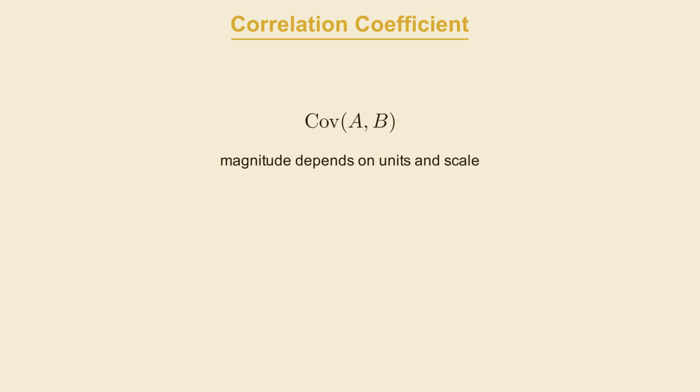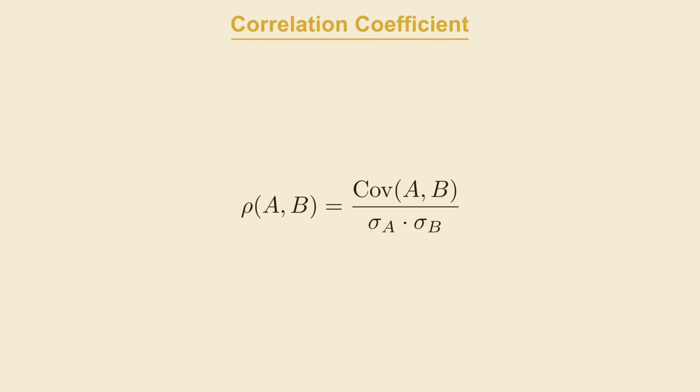In a previous letter, covariance gave you the direction of co-movement between two variables, but the magnitude of the covariance depends on the units and scale of both variables, which means it can't tell you whether a relationship is strong or weak in any absolute sense. The correlation coefficient fixes that. You divide the covariance by the product of the two standard deviations. That division removes the units entirely.